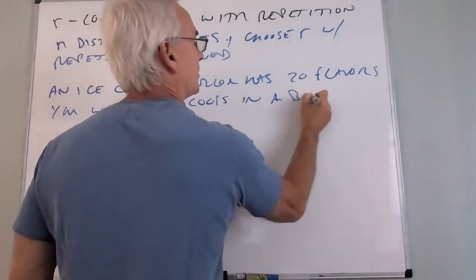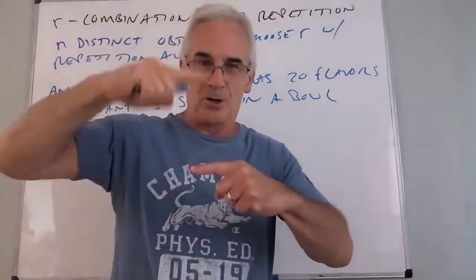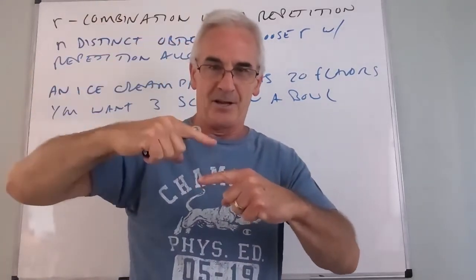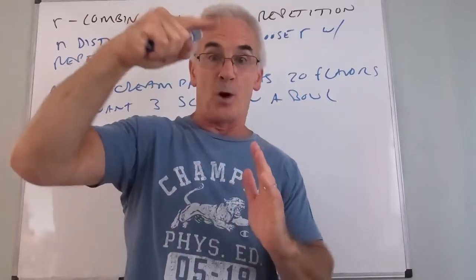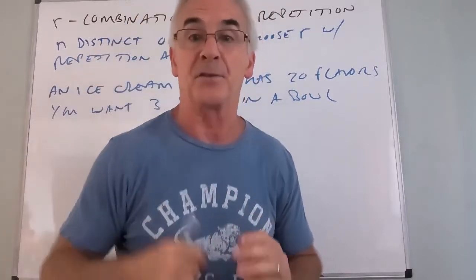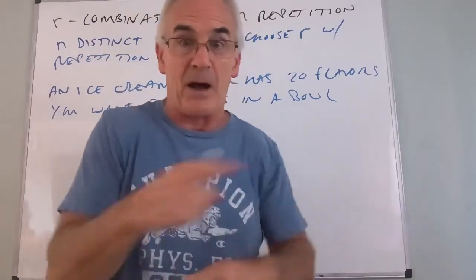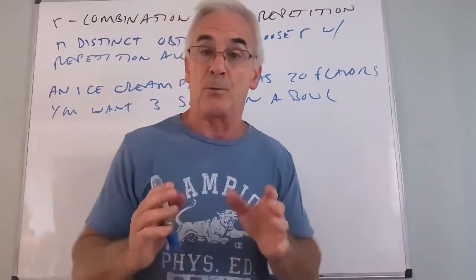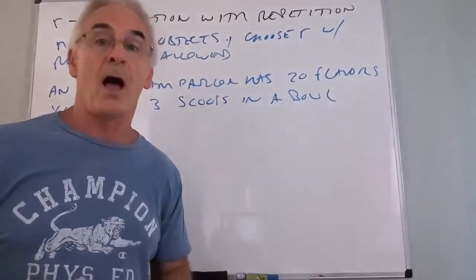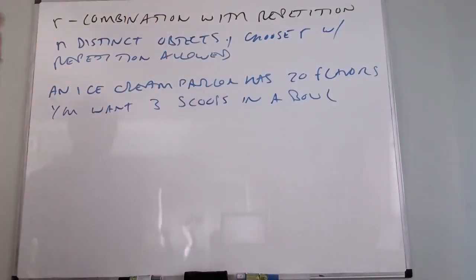Now, the reason I'm saying in a bowl as opposed to a cone, it's clever. Because if I do a cone, visually they're stacked, so I can see a different order. If I have scoops 1, 2, 3, visually that looks different than scoops 3, 2, 1. But if they're in a bowl, it's the same no matter how I put them. I can just keep turning the bowl around. Doesn't matter what order I put them in, it would always be exactly the same bowl. So I have 20 flavors. I want to choose 3.